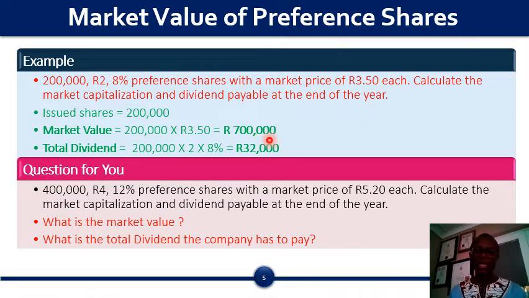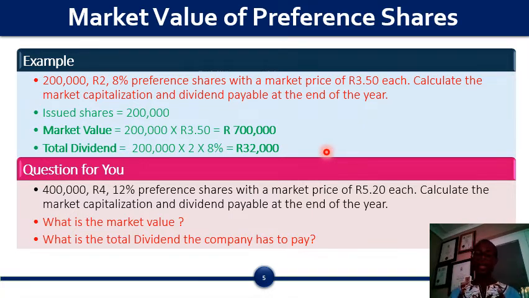The total dividend: now we still have these two prices. To find the total dividend payable, which price do we use? We are going to use the book value. So how are we going to find the total dividend? It is 200,000 times the book value of 2 Rand times 8%, which equals 32,000.